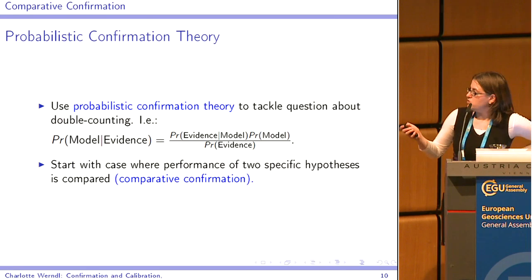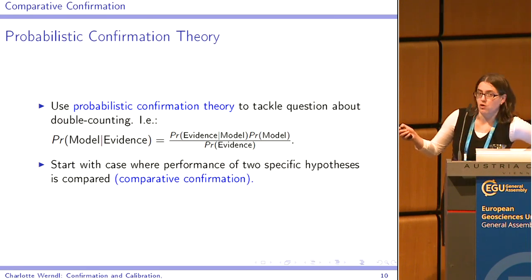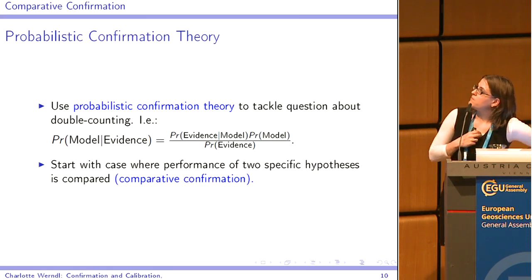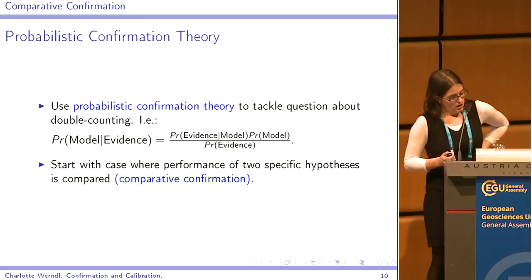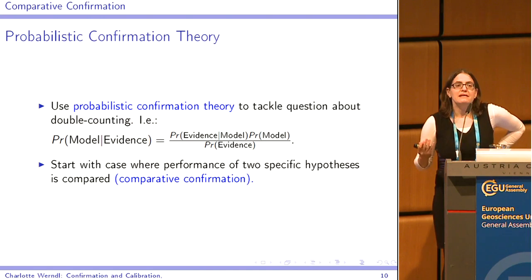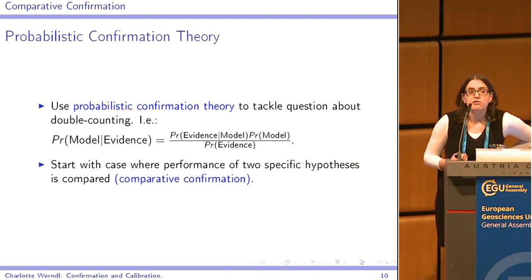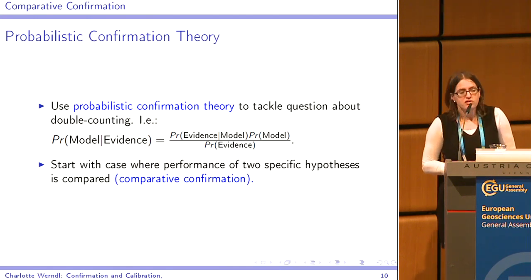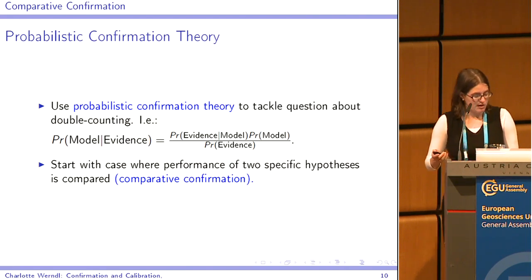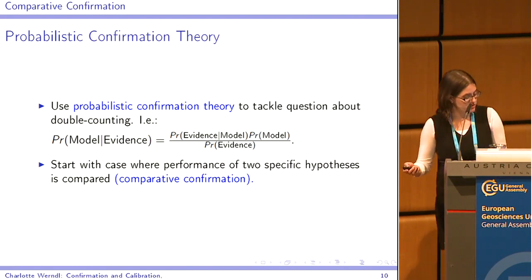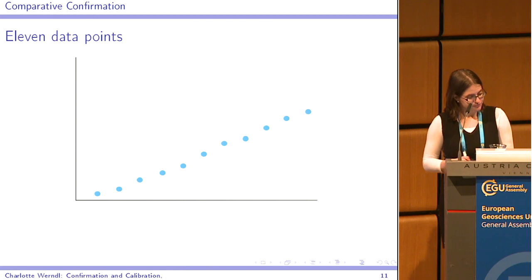You get there by going back to the probability of the evidence given the model, which is of course much easier to obtain, multiplying it by the probability of the model and dividing it by the probability of the evidence. It's just standard probability theory. And Bayesian confirmation theory is a major framework of confirmation theory, also used in the sciences, but there are also other frameworks. I can say more about other frameworks later in the question period if someone is interested.